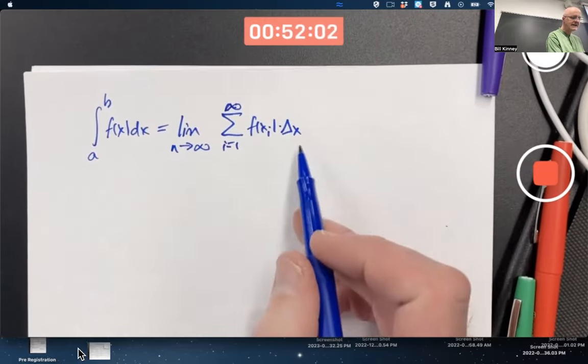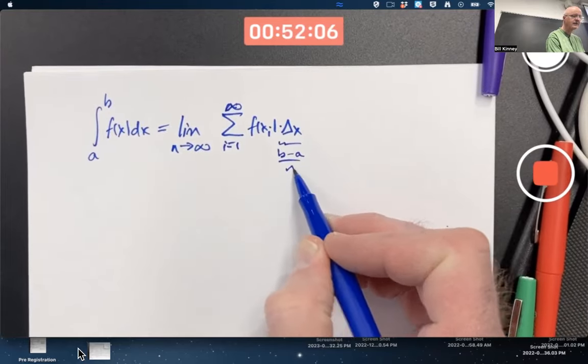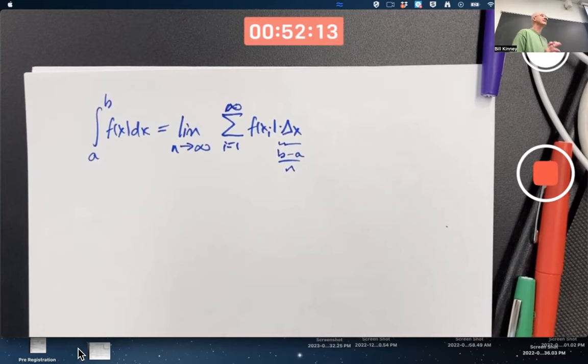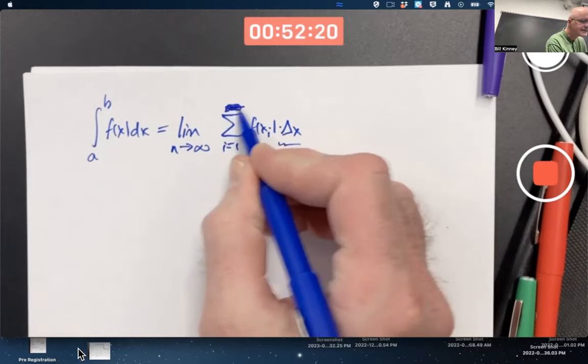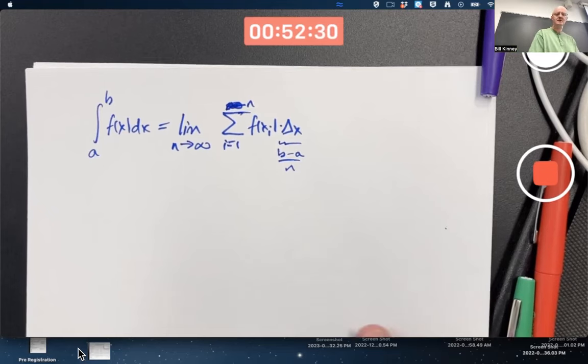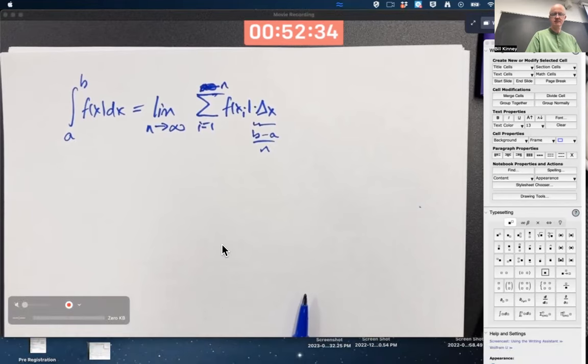Hey, wait a minute. Where's the n in here? Well, the n is in the delta x. Delta x is b minus a over n. That's where the n is. Let's use Mathematica to check that this is, oops, sorry, it's not an infinity up there, it's an n. Let's use Mathematica to check that this is working for our t squared example.